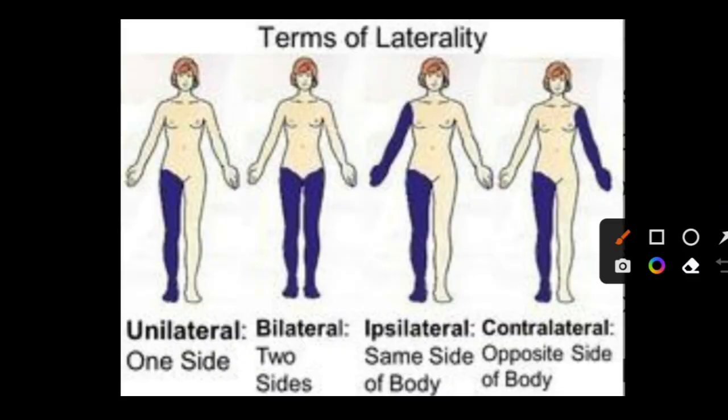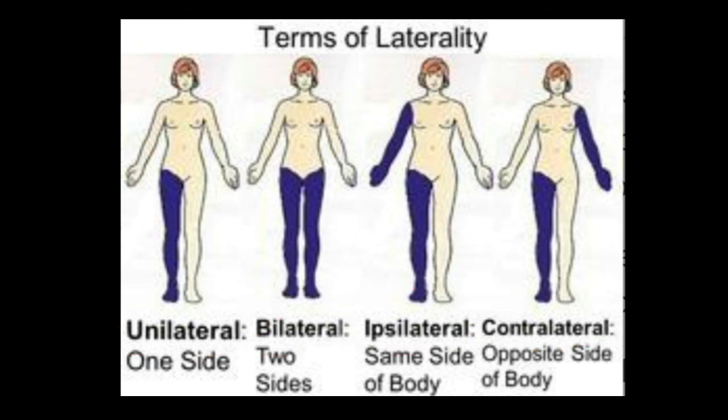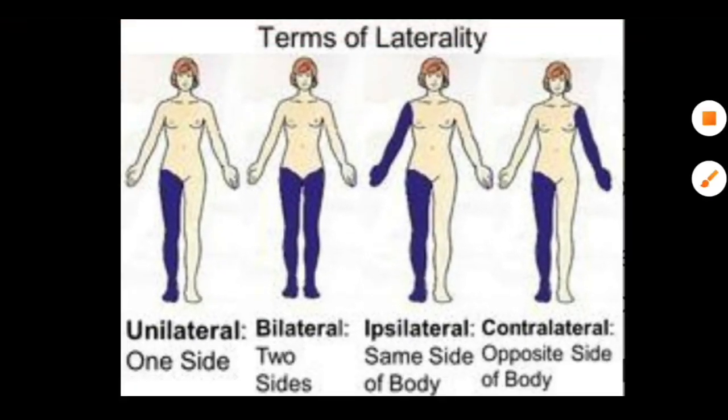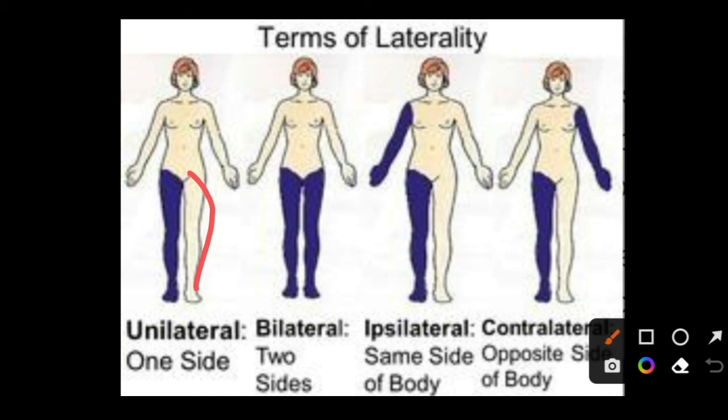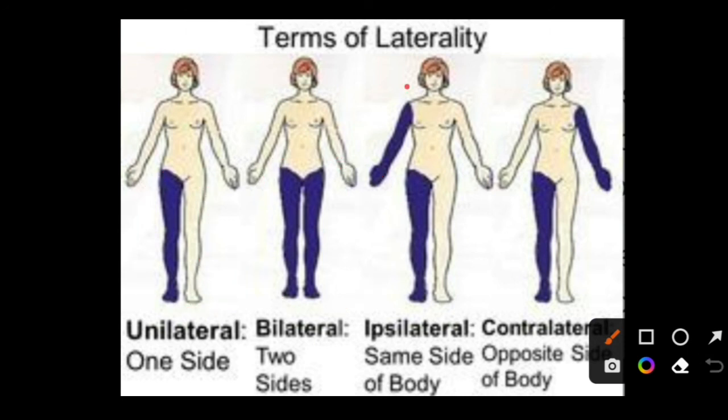You can see here unilateral, bilateral, ipsilateral, contralateral, the 4 types of laterality. Unilateral, this is unilateral, one side, on one side. Bilateral means 2 sides. Ipsilateral means on same side. Contralateral, which means opposite side of the body.